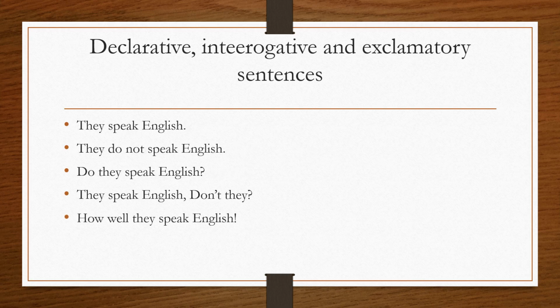Declarative sentences, interrogative sentences, and exclamatory sentences can be formed from the same sentence. For example, if the sentence is, they speak English, you can change it into interrogative as well as exclamatory forms. They speak English is affirmative. It can also be made negative as, they do not speak English. Do they speak English? is an interrogative sentence. They speak English, don't they? Or you can change it to an exclamatory sentence as, how well they speak English.